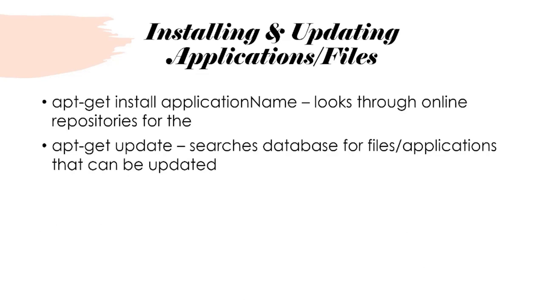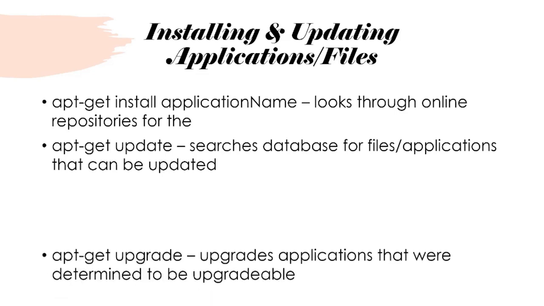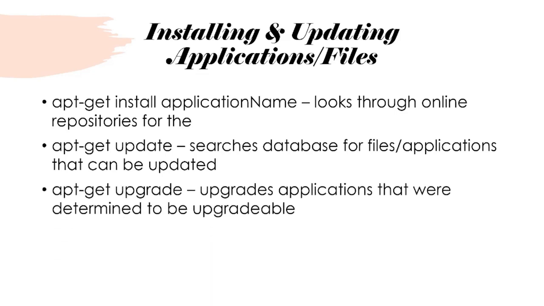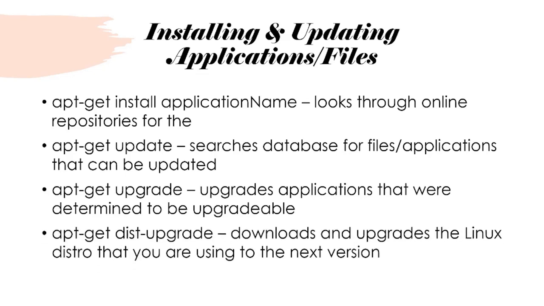The apt-get update command searches the database for files and applications that can be updated, and then the apt-get upgrade option actually upgrades or updates the applications that were found from the previous command. And if you ever need to upgrade the distribution, like when a new version of Kali Linux comes out, or maybe you have Ubuntu and a new version of Ubuntu comes out, you would do apt-get dist-upgrade, and it'll allow you to upgrade the distribution to the next version.